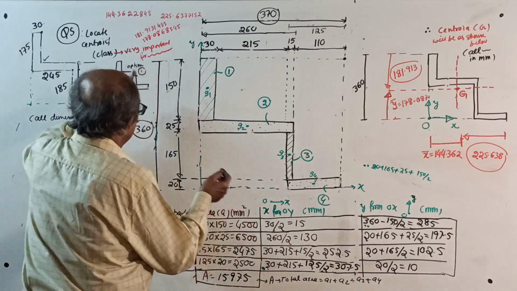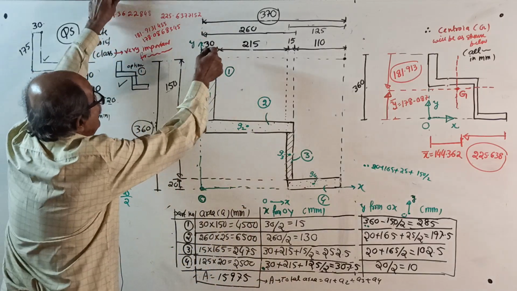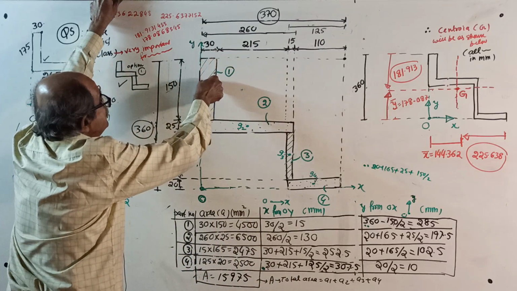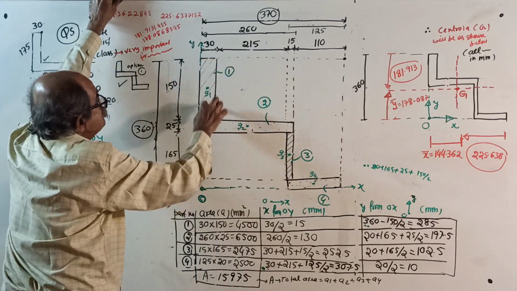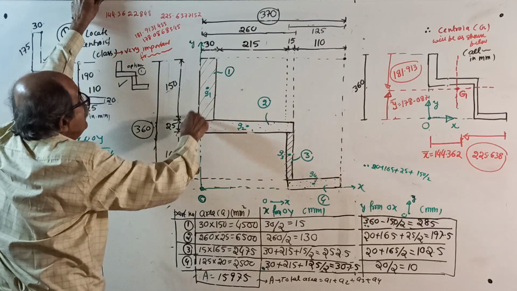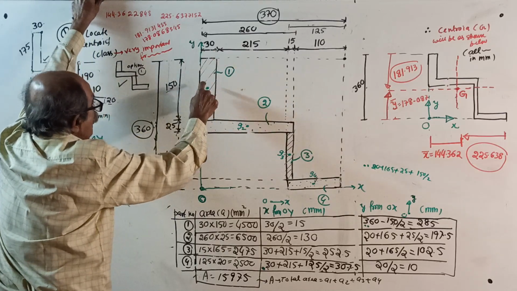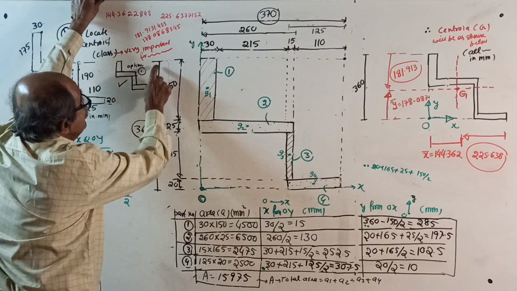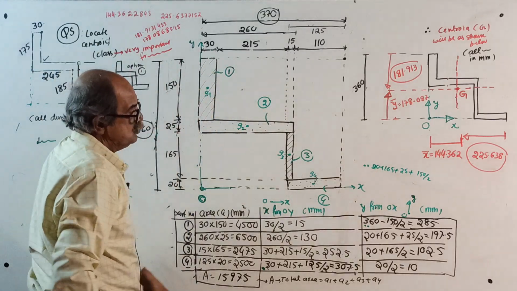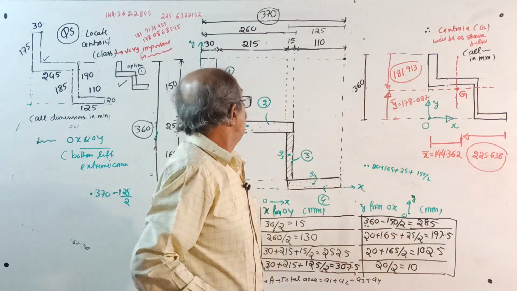Why are you struggling? From 360 subtract half this distance. This is half of this depth of rectangle. This is 150. From here to here is 75, or 150 by 2. From 360 subtract 150 by 2. You get an easy answer. Okay.